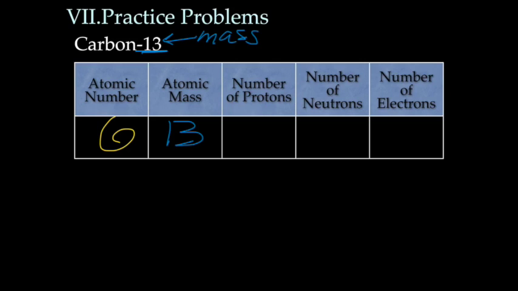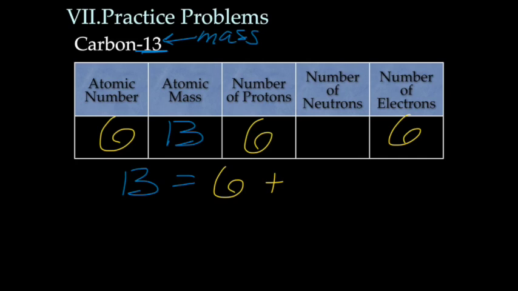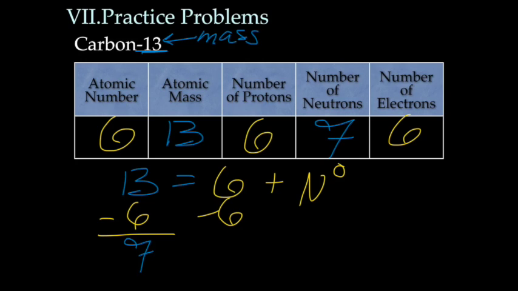All right, atomic number is 6, which means we have 6 protons and 6 electrons. To figure out the number of neutrons, we will take the atomic mass, which equals the number of protons plus the number of neutrons. We'll subtract 6 from both sides, and that gives us 7. All right, there you go. That's it for today.